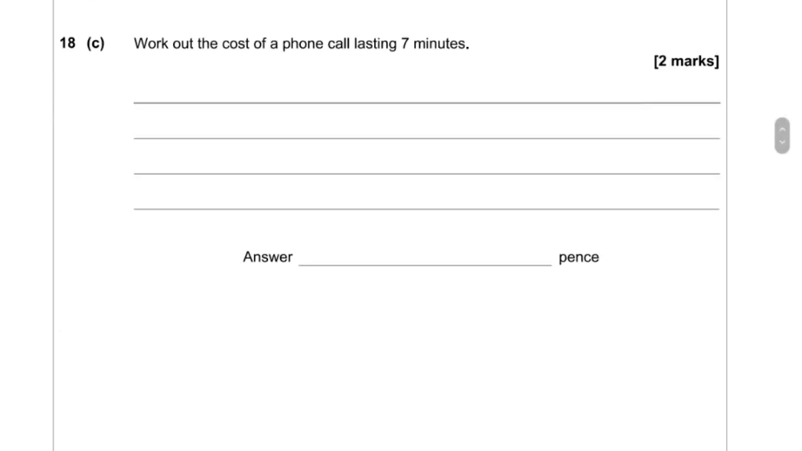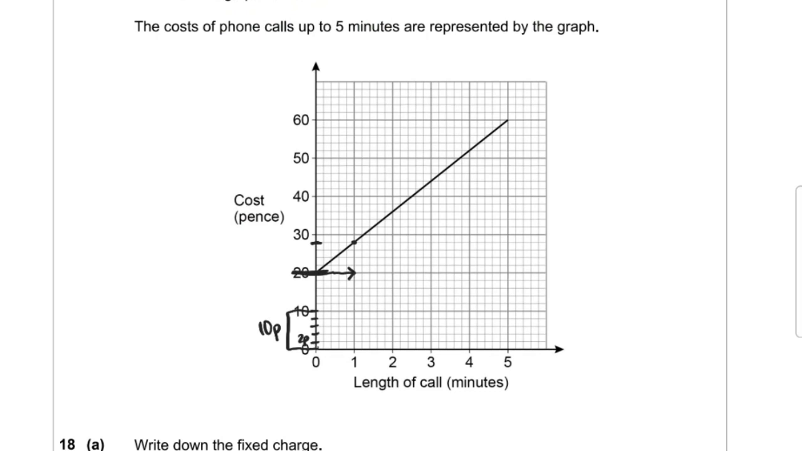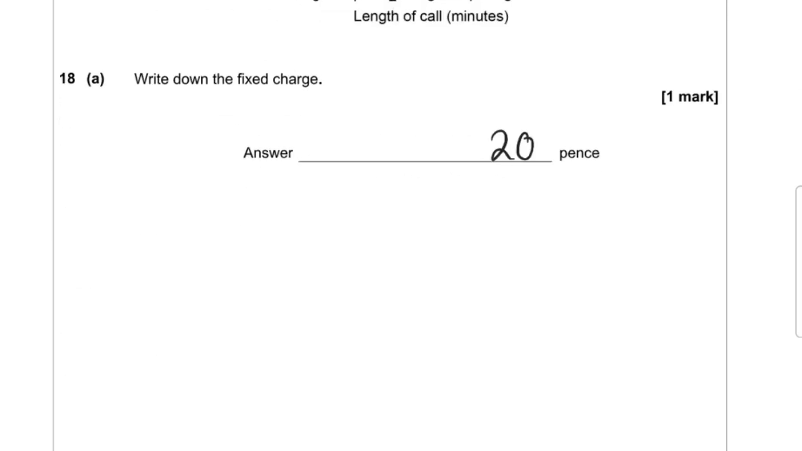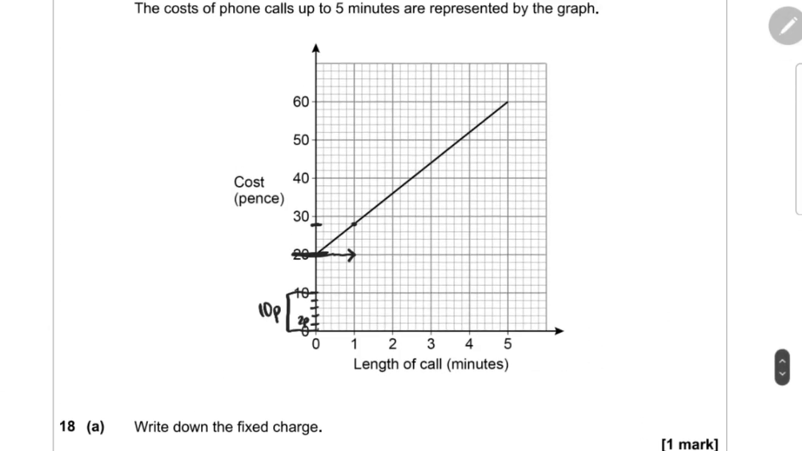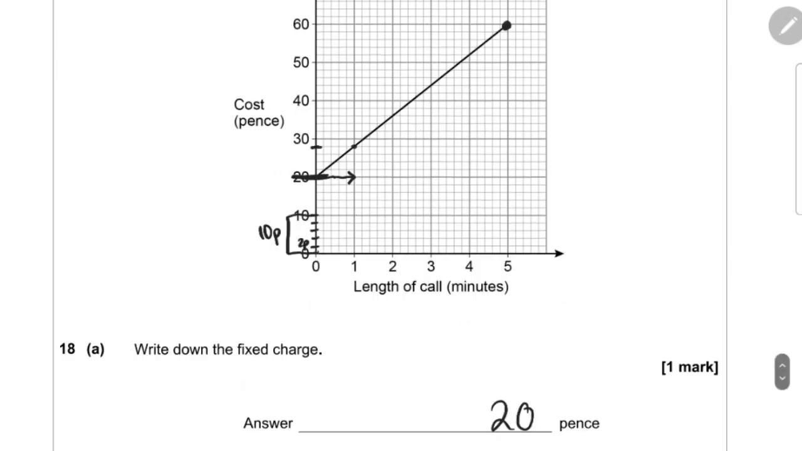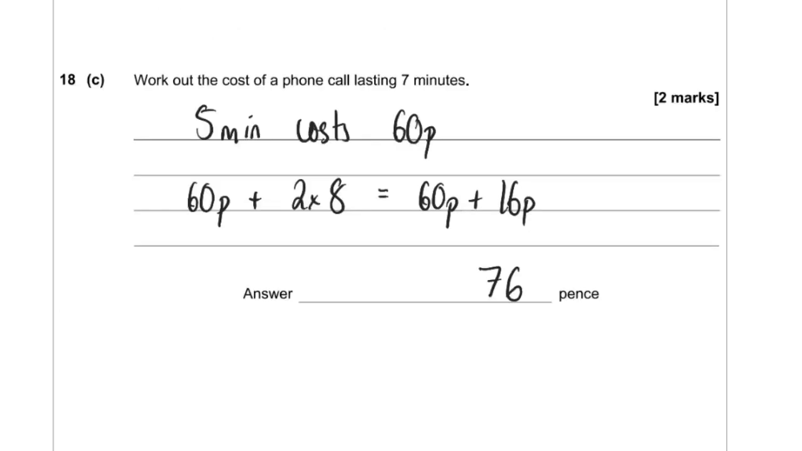18C. Work out the cost of a phone call lasting 7 minutes. So this graph only goes up to 5 minutes. So we know that a 5-minute call costs 60 pence because that's what the graph tells us. So for 2 more minutes, we're going to be adding 2 sets of 8 pence because the charge is 8 pence per minute. So we're going to have 60 pence plus 2 times 8. So that's going to be 60 pence plus 16 pence, which is going to give us a total of 76 pence.